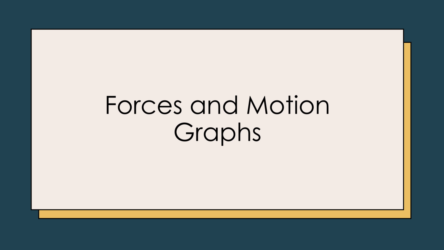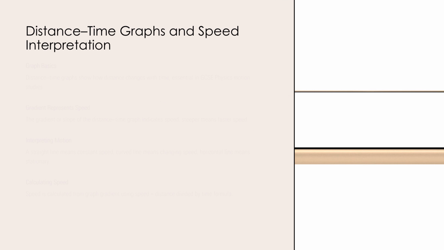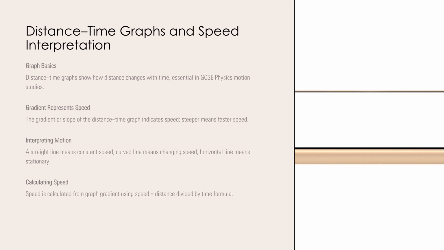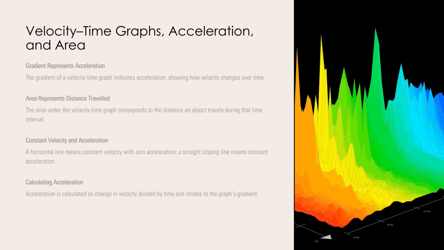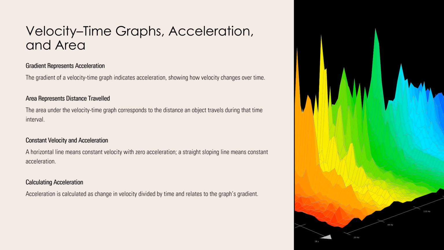Forces and motion graphs. Distance is the total path traveled, while displacement is the straight line vector from start to end point. Speed is how fast something moves, velocity includes direction. For example, 13 meters per second east is a velocity, while 13 meters per second alone is just speed.